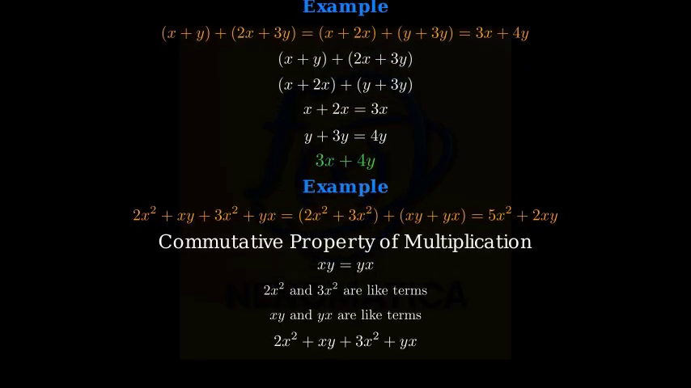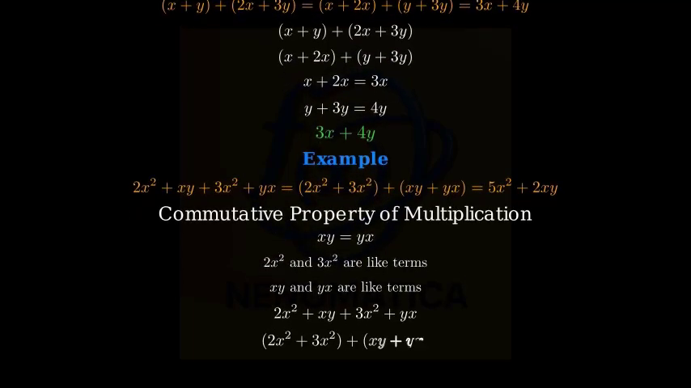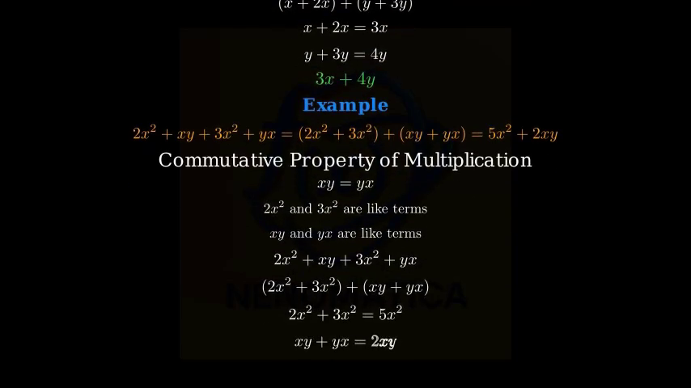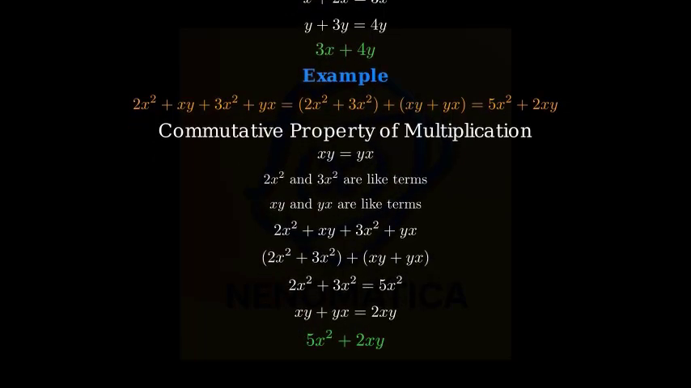We start with the expression 2x squared plus xy plus 3x squared plus yx. First, we rearrange the terms by grouping like terms together. So we have 2x squared plus 3x squared in one group and xy plus yx in another group. Then we combine the like terms. 2x squared plus 3x squared equals 5x squared, and xy plus yx equals 2xy. So our final simplified expression is 5x squared plus 2xy.